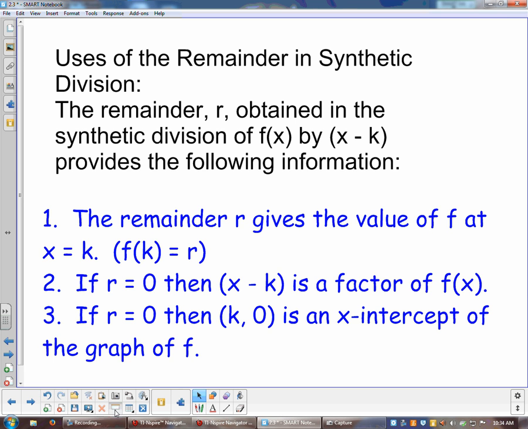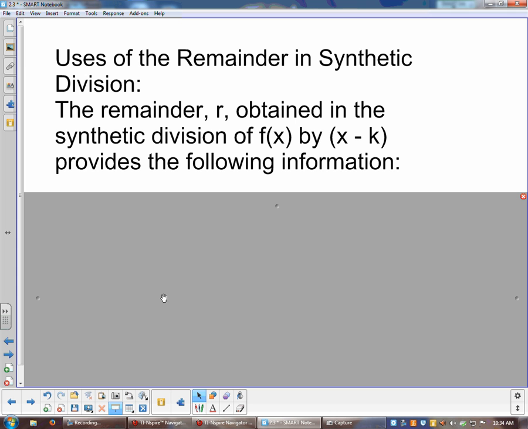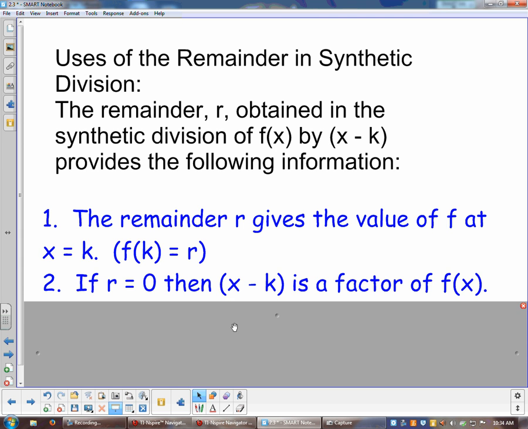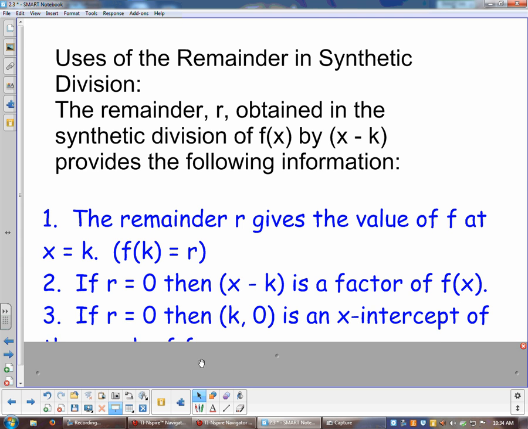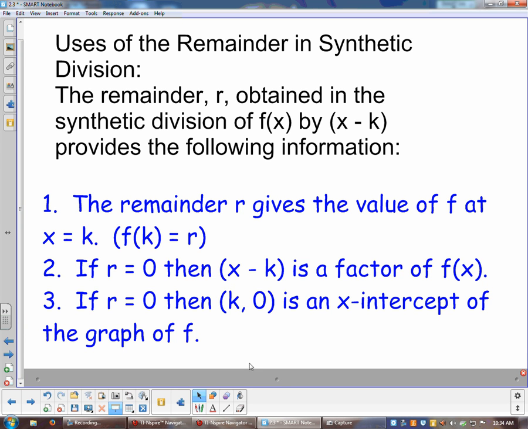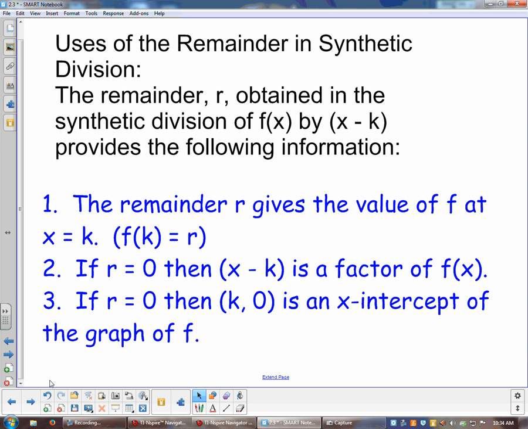I'm just going to go through this quickly because I want to get to that last example on your gift. Uses of the remainder in synthetic division. The remainder obtained in the synthetic division of f of x by x minus k provides the following information. The remainder r gives the value of f at x equals k. We just did that when we did f of -1 equals 18, right? If the remainder r is equal to 0, then we know that x minus k is a factor. And if r is equal to 0, then (k, 0) is going to be an x-intercept of the graph of the function.